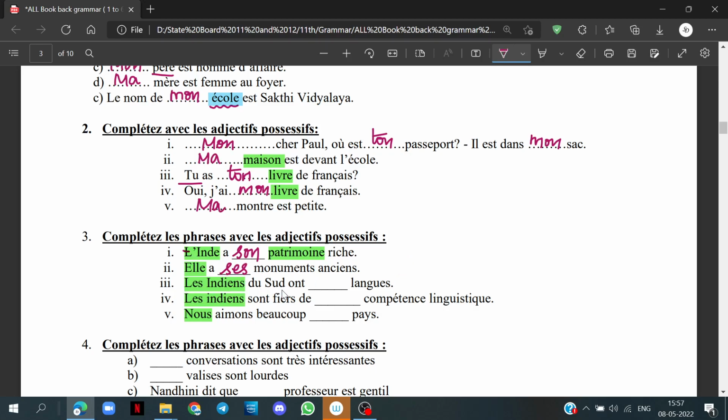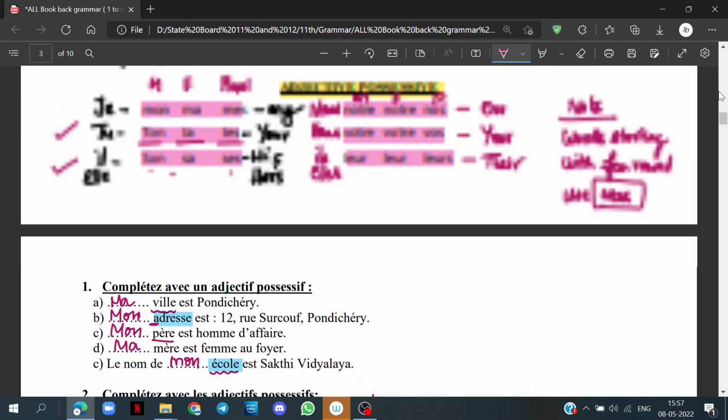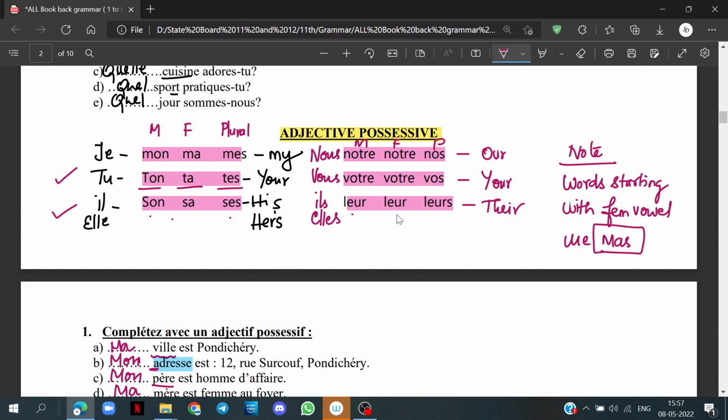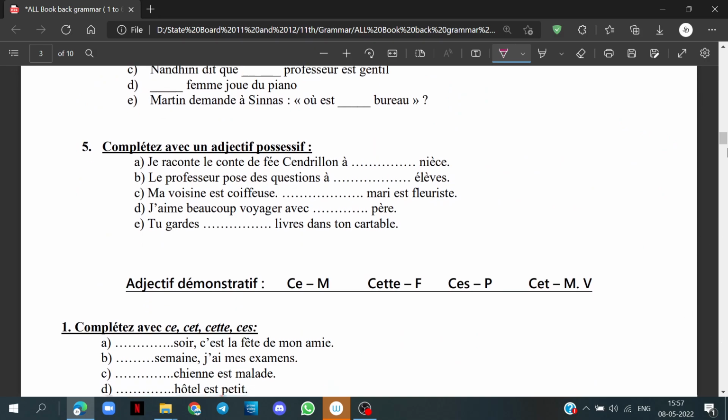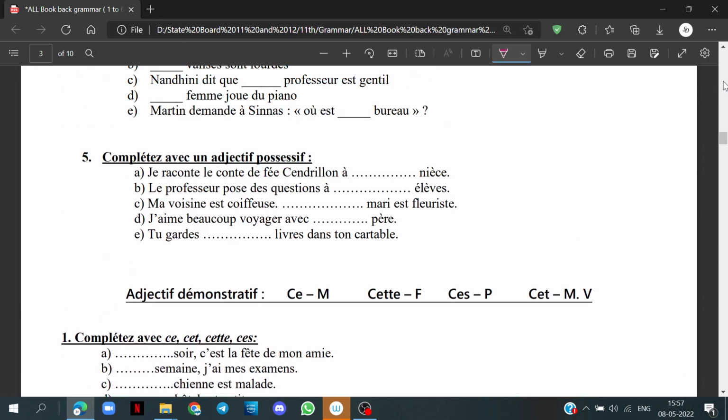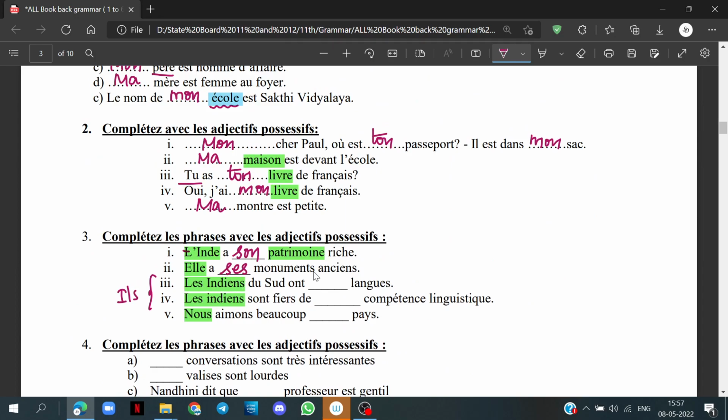Les Indiens du Sud, the South Indians have their own languages. Since Indians and Indians are plural, these two are considered to be the subject ils. So in the ils, we have only leur, leur and leurs. So the South Indians have their languages. Can you see languages plural? So add an S. Their linguistic competence, that is the language skills, which is masculine.